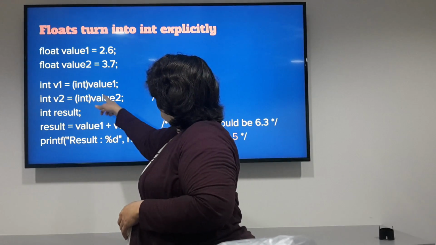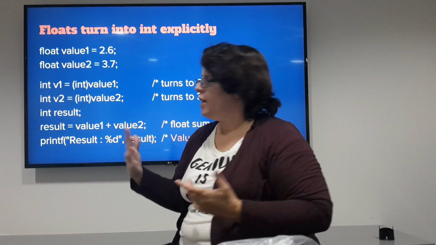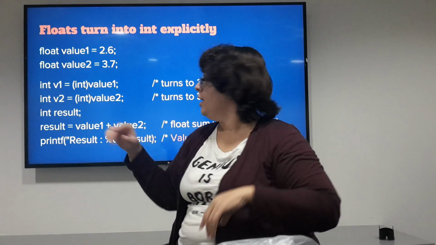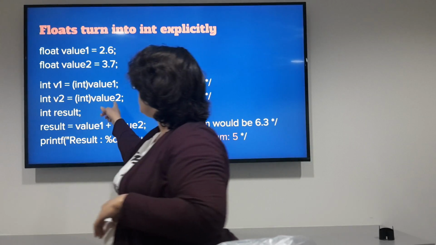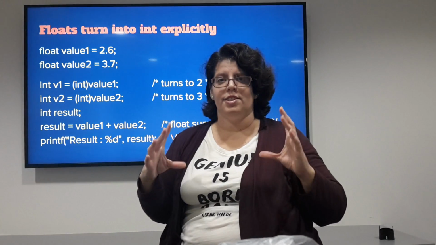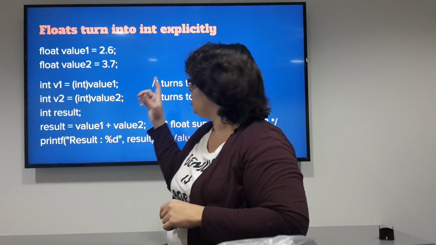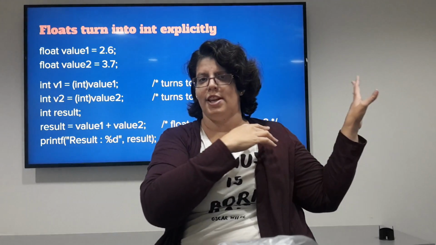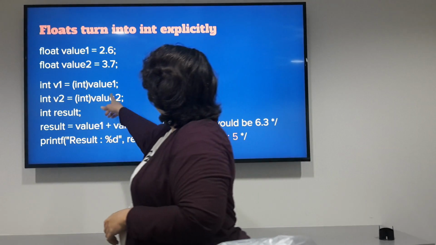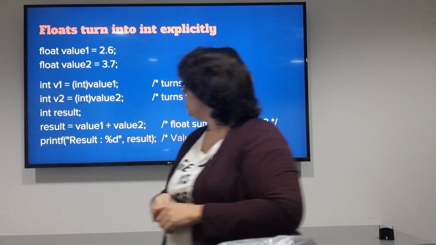In this example here, I have value 2. Value 2 is 3.7. And I want to put the int conversion, so I'm saying turn that into an integer for me, and put the integer representation of 3.7 in V2. And in this case, V2 now only has a 3. I'm throwing away that 0.7. It's going away. I'm only using the 3 here. So now I have a 2 and a 3. And I have an integer result.